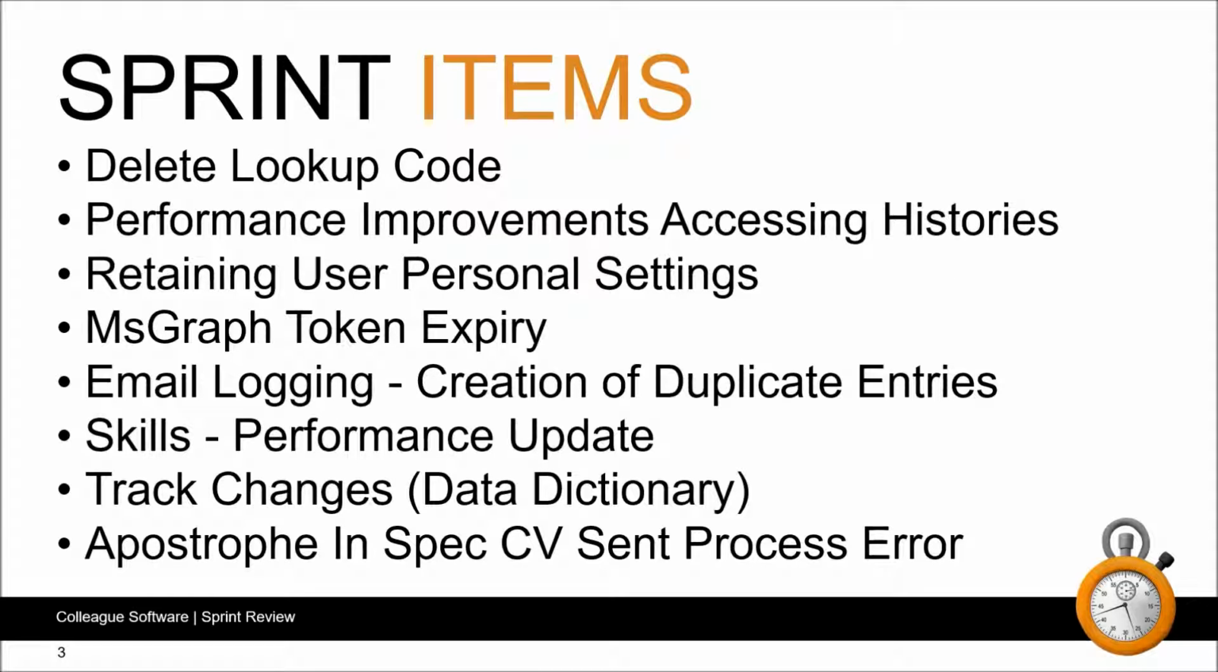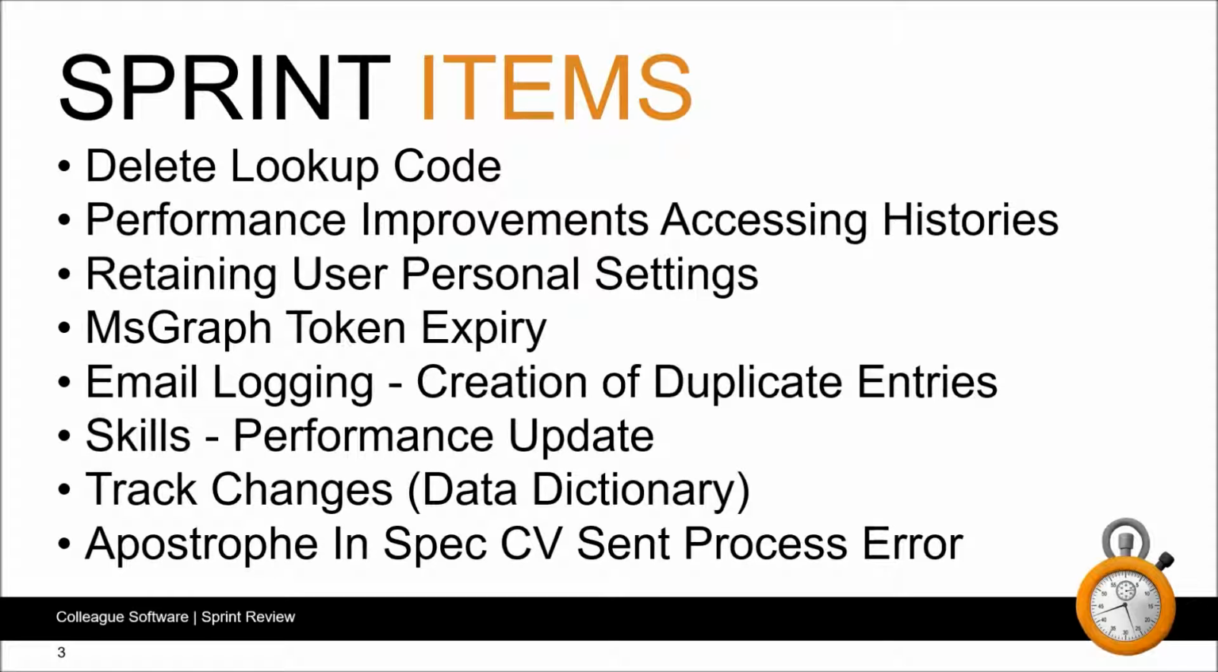Looking at the high-level items, in this sprint we've introduced the ability to delete a lookup code. We've delivered performance improvements when accessing histories and resolved known concerns regarding the MS Graph token expiry, which is related to our integration with Office 365. We've addressed a scenario that would cause instances of duplicate histories being created.